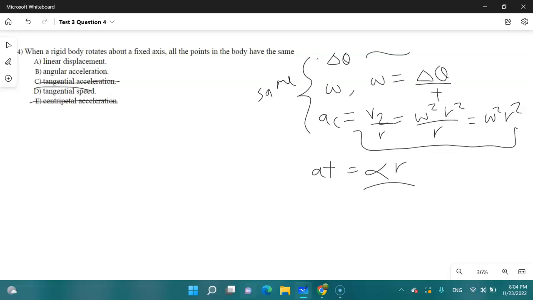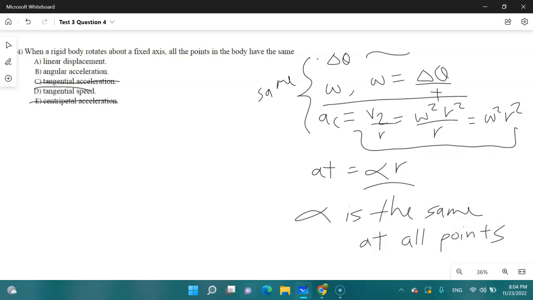And then the other thing that we do know, we know that this value will be the same at all points. So we automatically know that the angular acceleration is the answer because that is what remains the same at all points in the body. The linear displacement is also not the same at all points in the body because there's always going to be a different distance when you have a different point.